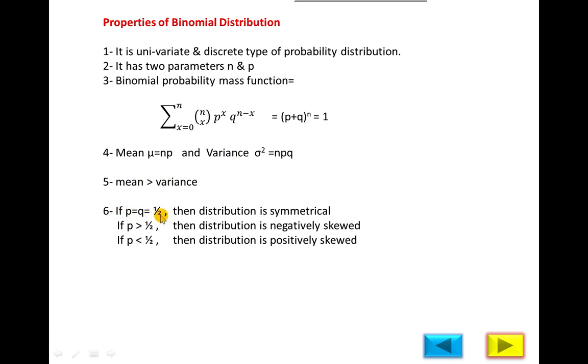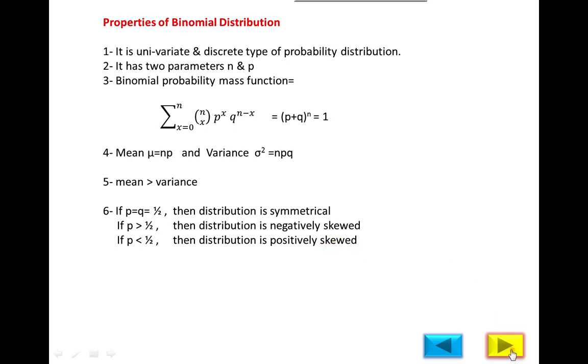If P and Q are equal, half, then the distribution is symmetrical. If you plot the data with equal probabilities, P equal to Q equal to half, the distribution is called symmetrical. The graph will be symmetrical. P greater than half, then the distribution is negatively skewed. P less than half, positively skewed.